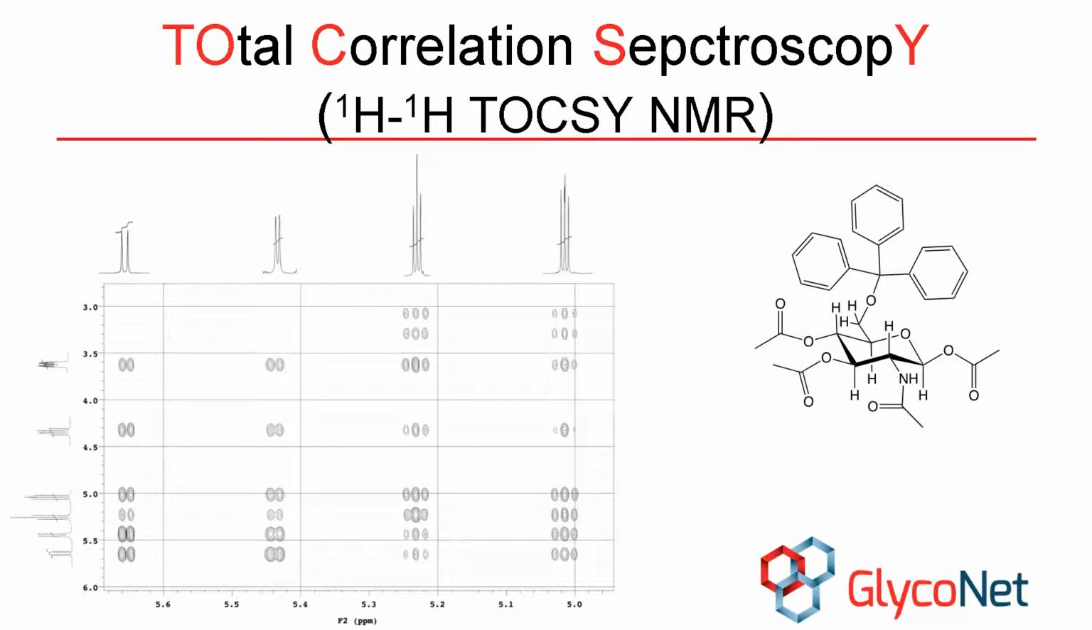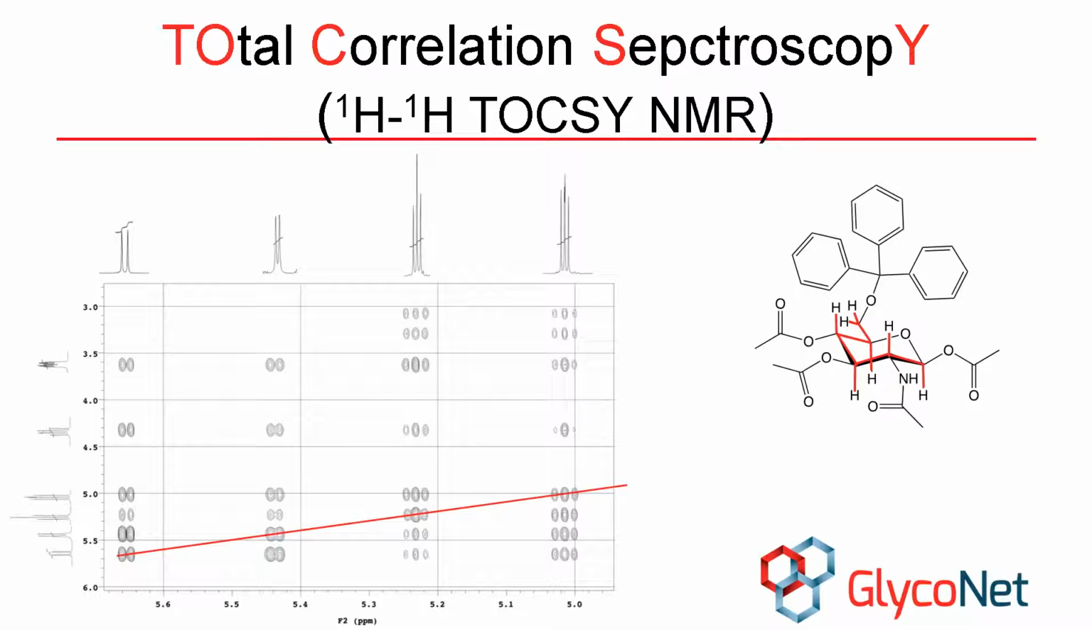To interpret the TOCSY, we can again draw a line through the diagonal and see that each peak couples to itself. In addition, if we look along the vertical of any peak, we see many signals that indicate coupling throughout the entire spin system. Because it shows coupling throughout the entire spin system, it is hard to definitively assign chemical shifts to specific hydrogens within the molecule.